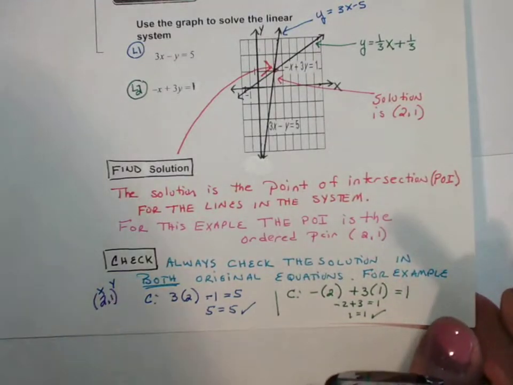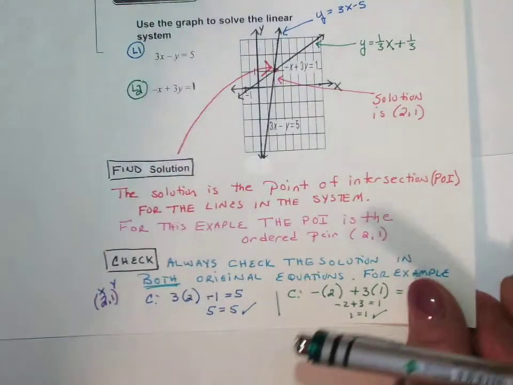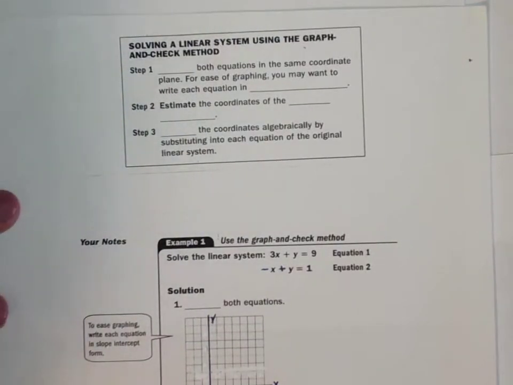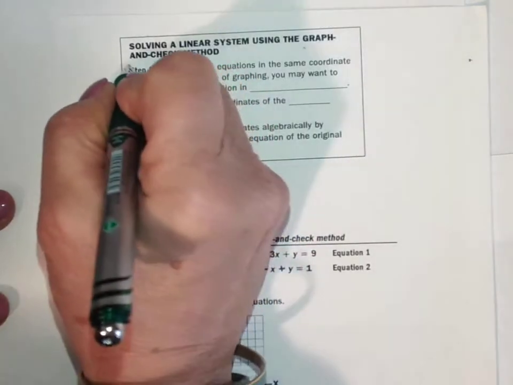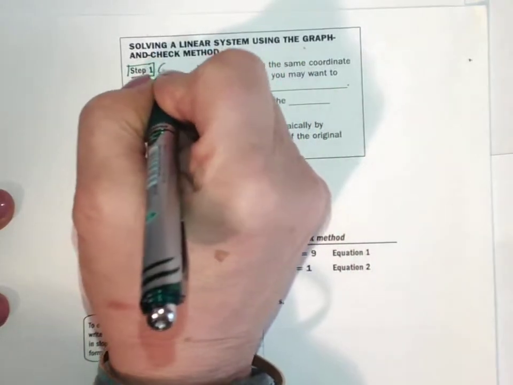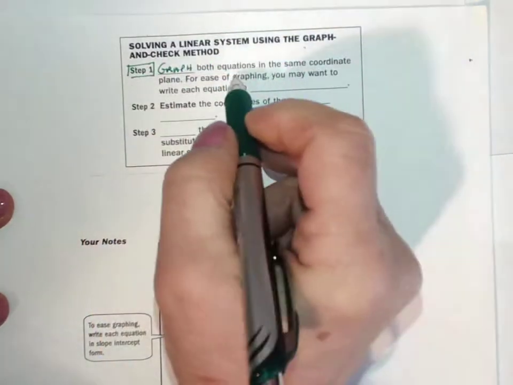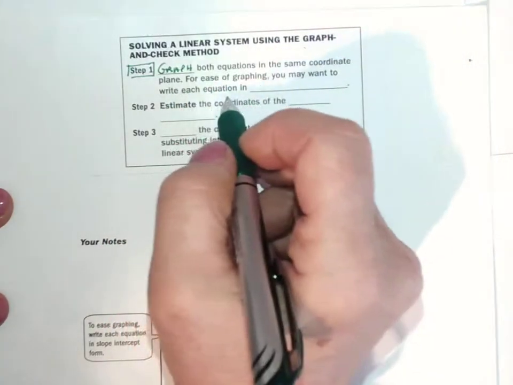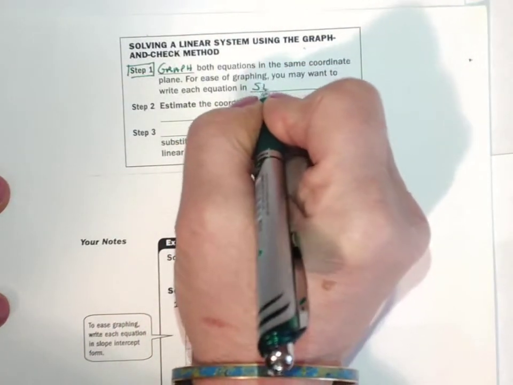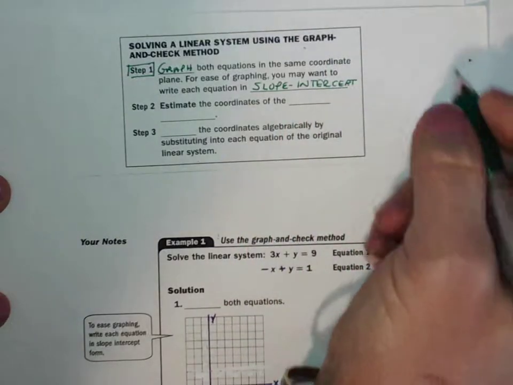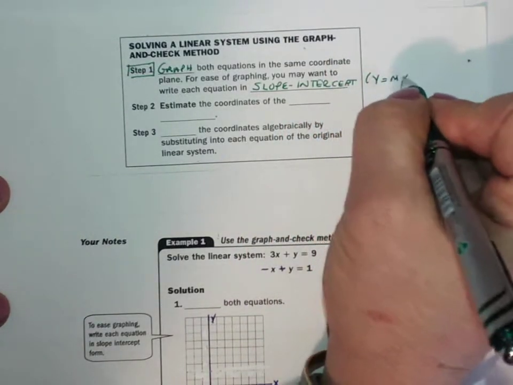So now we will be doing an example together on the next page. And there are several steps. Step one is graph both equations in the same coordinate plane. For ease of graphing, you may want to write each equation in slope-intercept form, which you remember is y equals mx plus b.